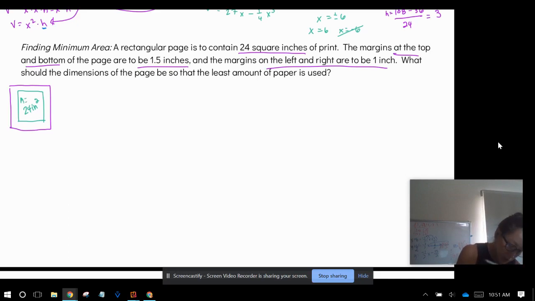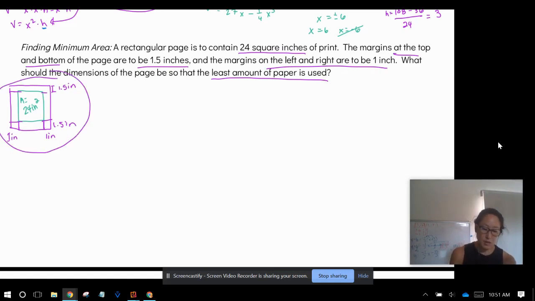Okay. And then on the margins, it says that the top, so right here, is 1.5 inches. And then the margin on the bottom is also 1.5 inches. And then the margins on the side are 1 inch. Okay, so what we want to do is, what should the dimensions of the paper be so that the least amount of paper is used?